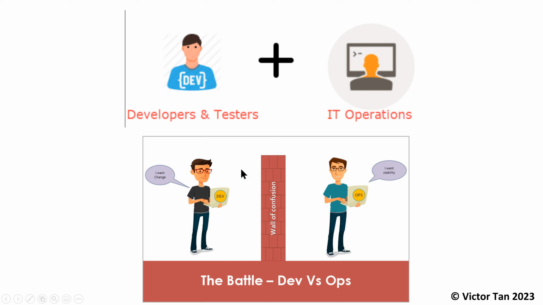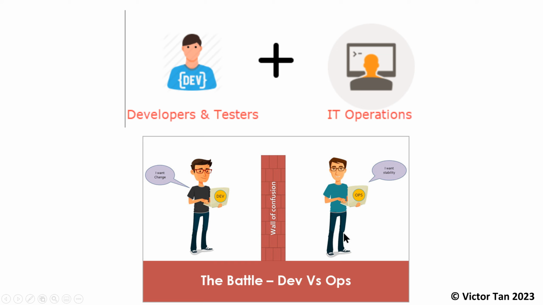Then the other thing, of course, is that developers are constantly changing their code. They want to add new features, and if you use things like Agile or Scrum as part of your software development methodology, you're going to be constantly adding new features in response to your customer feedback.